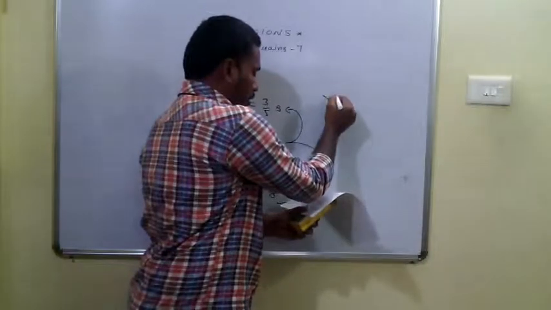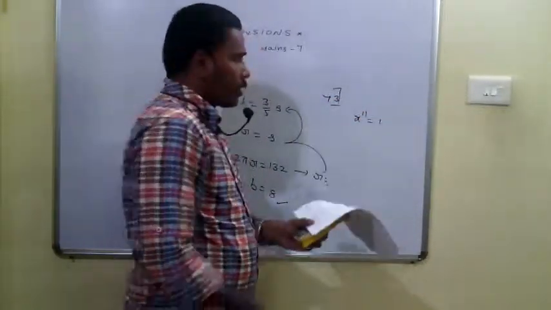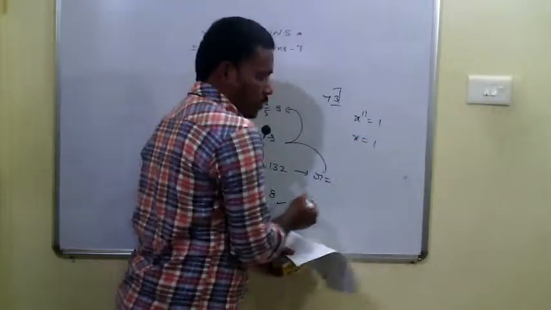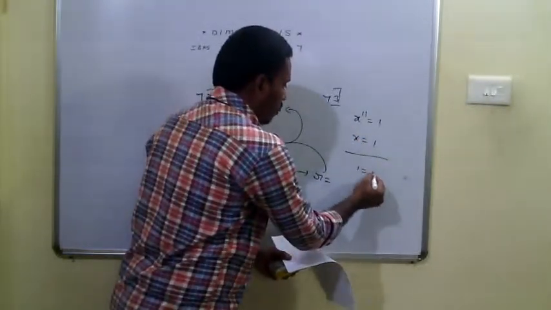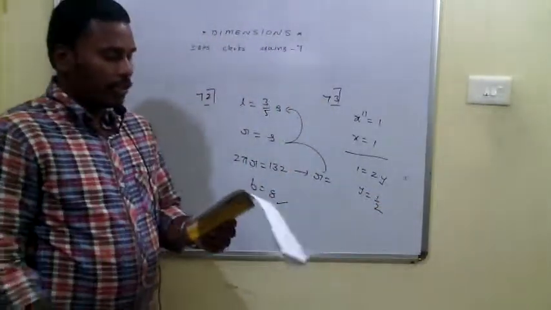Then coming for the 73rd problem, x power 11 is equal to y power 0, nothing but 1. Since x power 11 is 1, x is also 1. Since x is 1, also we have that 1 is equal to 2y. And then y is equal to 1/2. And then 1/2 is your answer.